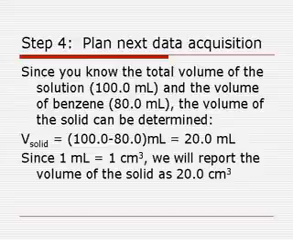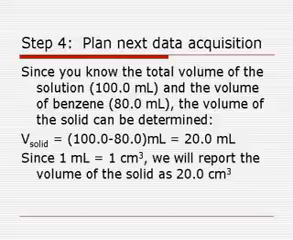The volume of the benzene is 80 milliliters. So we're going to go ahead and take the total volume of 100 milliliters minus the volume of the benzene at 80 milliliters, and that will give us the volume of the solid, which is 20.0 milliliters. Now, solids generally, we try to report the volume of a solid in cubic centimeters rather than in milliliters, and one of the happy facts is that 1 milliliter is equal to 1 cubic centimeter, so we'll report the volume of the solid as 20 cubic centimeters.